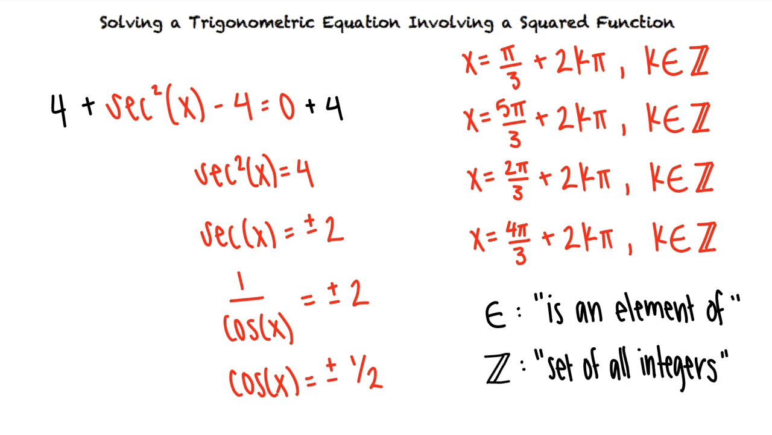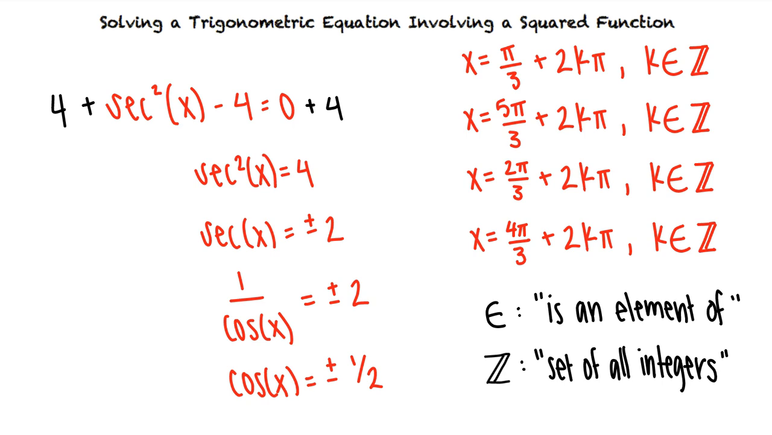So, for example, in the first solution, x equals pi thirds plus 2k pi, k element z, we read that x is equal to pi thirds plus 2k pi such that k is an integer. This notation allows us to account for all coterminal angles of pi thirds.